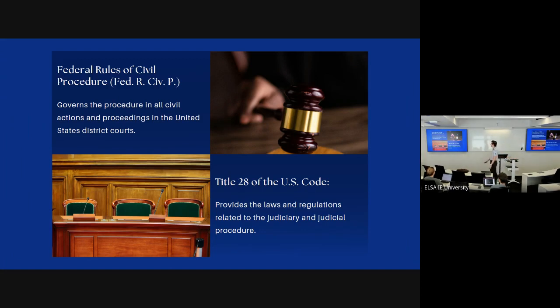elsaie.org/share. And then Title 28 is actually more about judicial procedure, and this is what you would use in an appeal if you're challenging the judge's verdict. So you would use Title 28 for that. You would say, according to this title, the judge did not give us the correct answer because this and this.